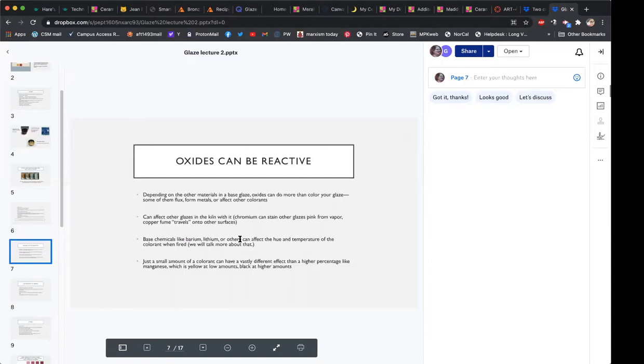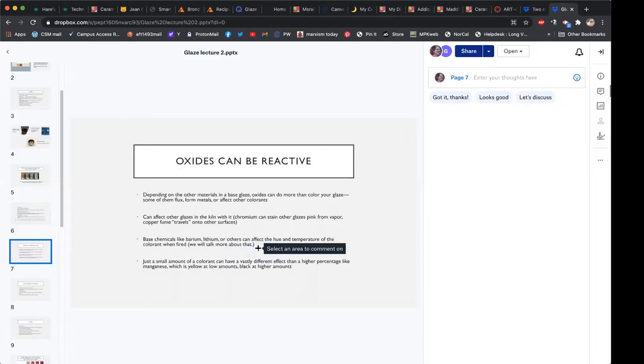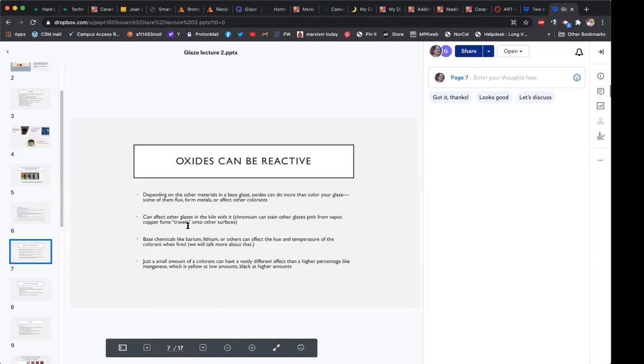And then there's chemicals that aren't oxides. They're fluxes, which we talked a little bit about. I'm going to do a different section on this, but there's chemicals like barium or lithium that can actually affect the hue and the temperature of the colorant. So if you have a blue glaze and it's got some barium in it, it has more of an acidy look. The colors are very cold looking.